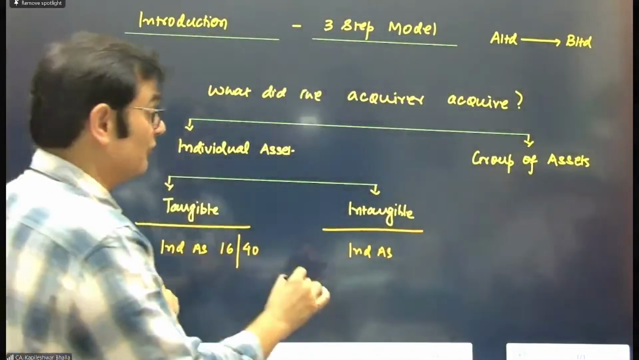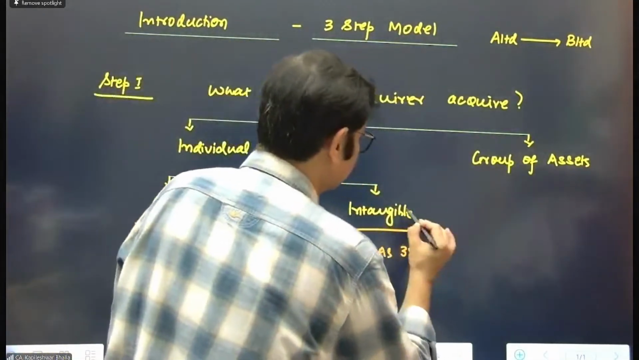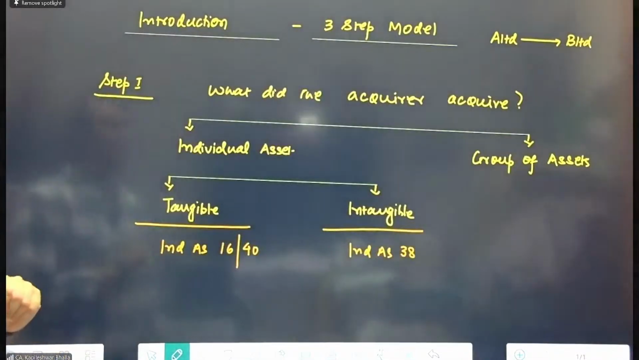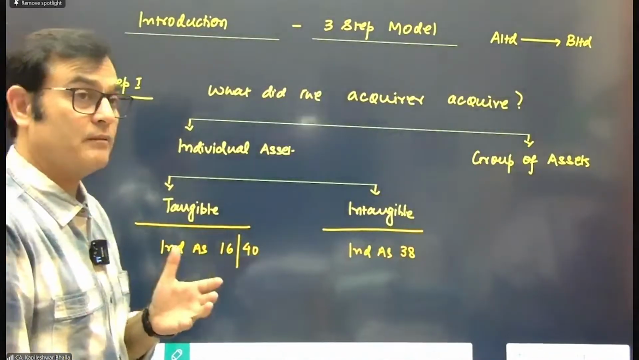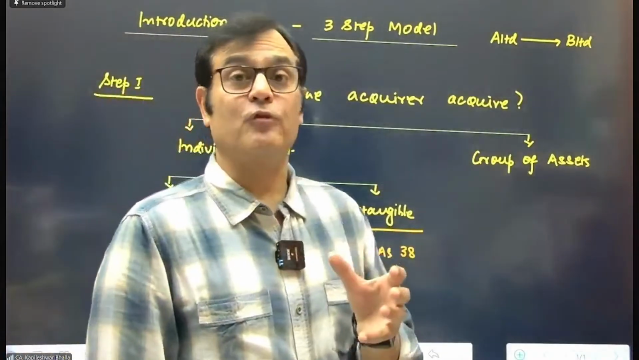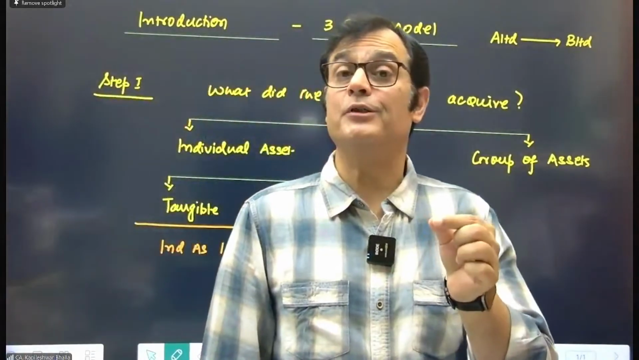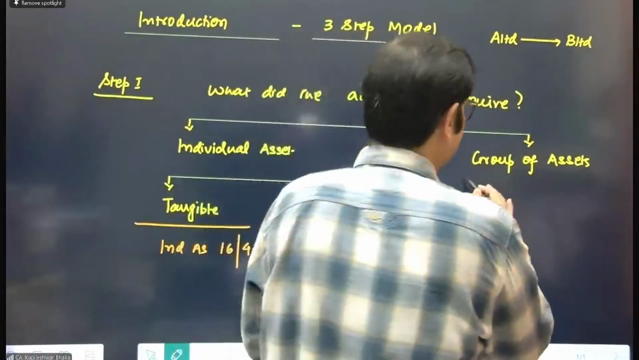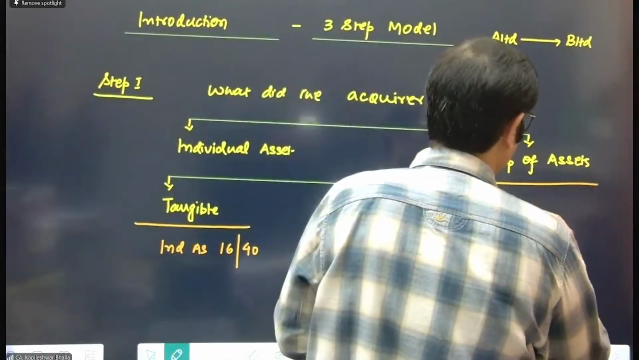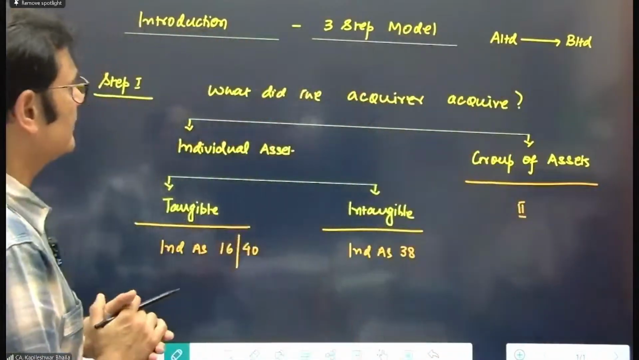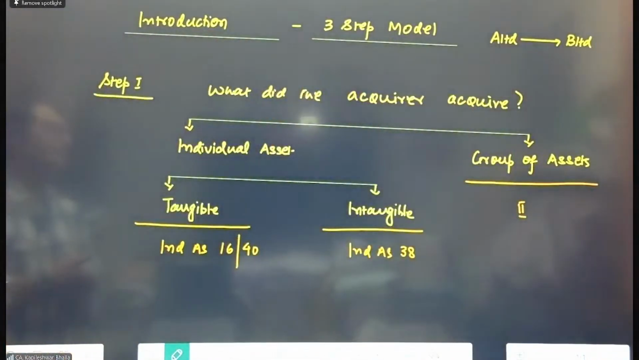38. Wonderful indeed. So that's going to be Ind AS 38, but the consolidation standards in any case would not trigger. Made life simple, that means the focus point is what did you acquire? Now, if you say it is a group of assets, then we need to go to step number 2. So that is step number 1, just deciding what is being acquired.